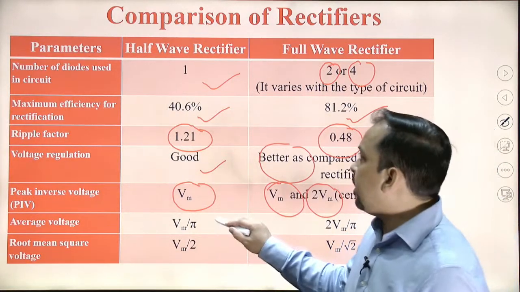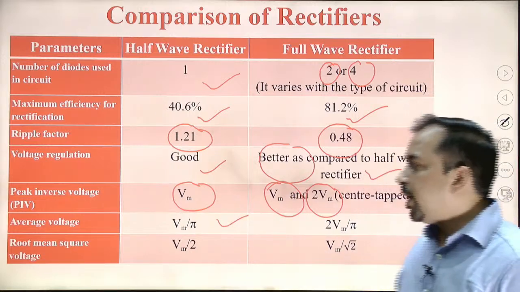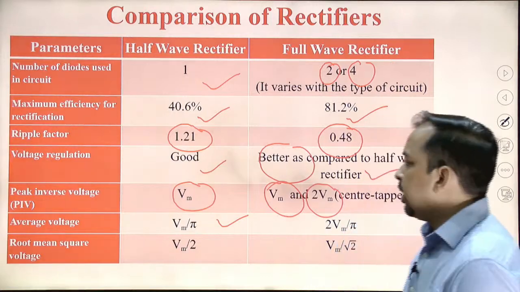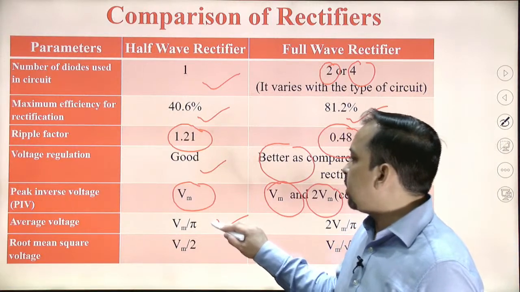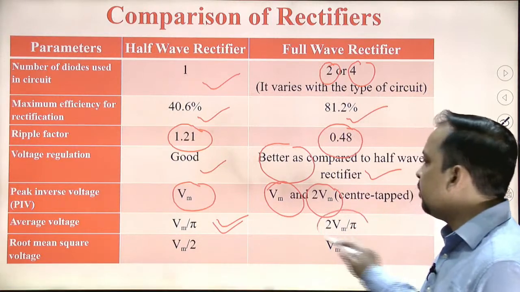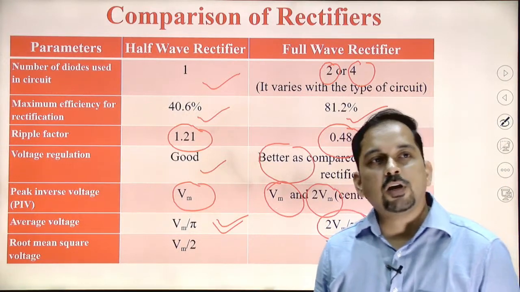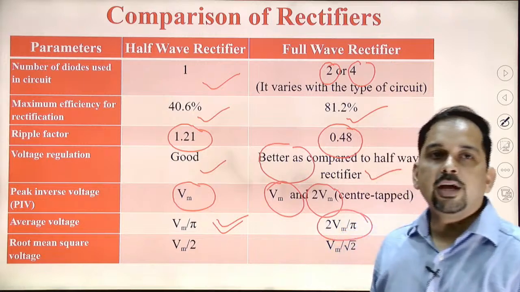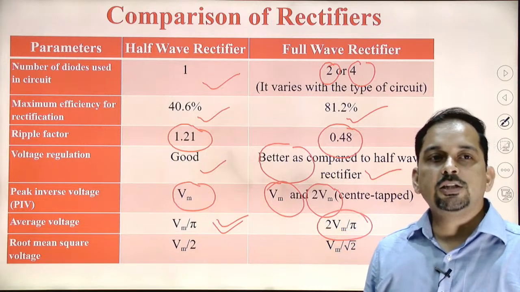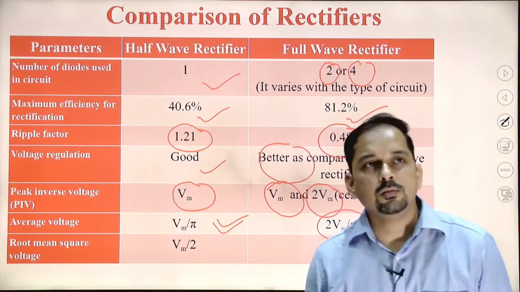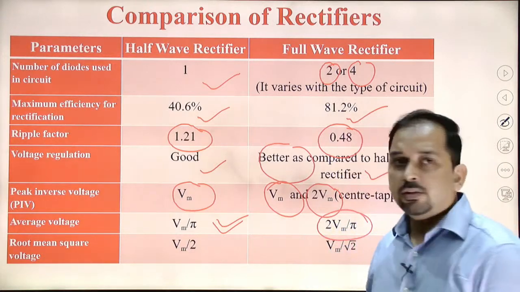Also we can write down the average voltage and root mean square values in the comparison chart. The average voltage is Vm by pi for half wave, whereas for full wave it is 2Vm by pi. Also the root mean square voltage for a half wave is Vm by 2, whereas for the full wave rectifier it is Vm by root 2. So this is a small comparison for the rectifiers.